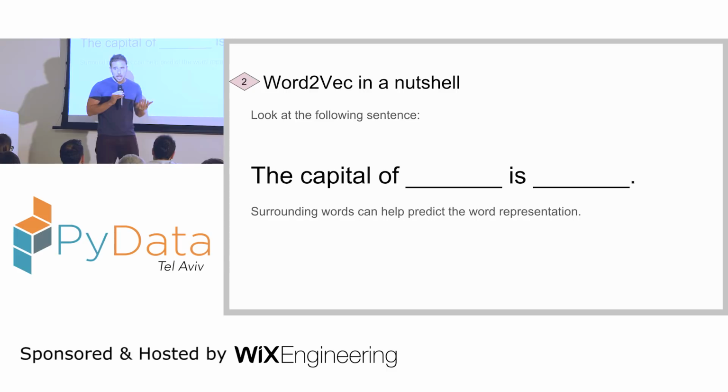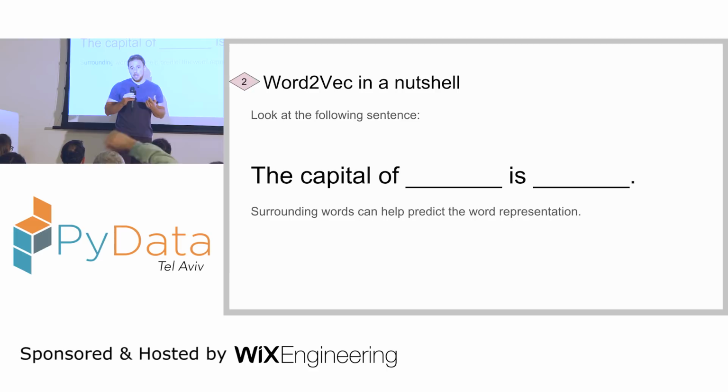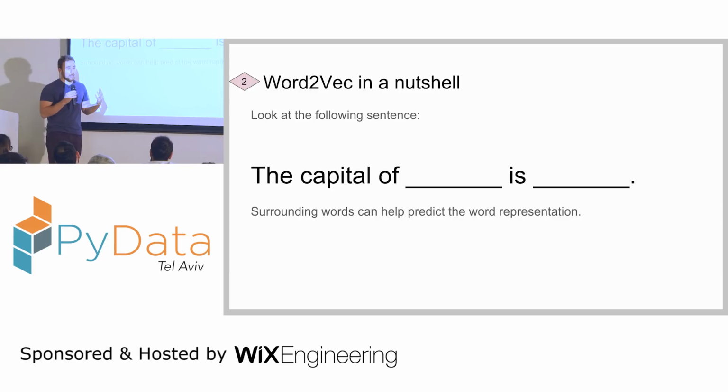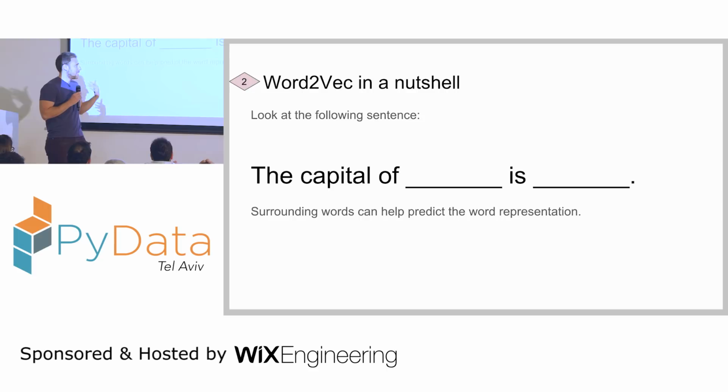Now we're going to talk about word embeddings. And to demonstrate this concept, we will use Word2Vec. Word2Vec will not be the embedding that we would use in the workshop, but it's a good example. So, as humans, when we read this sentence, the capital of blank is blank, we know that the first blank is supposed to be a state or a country, and the second blank is a city, hopefully a capital city.